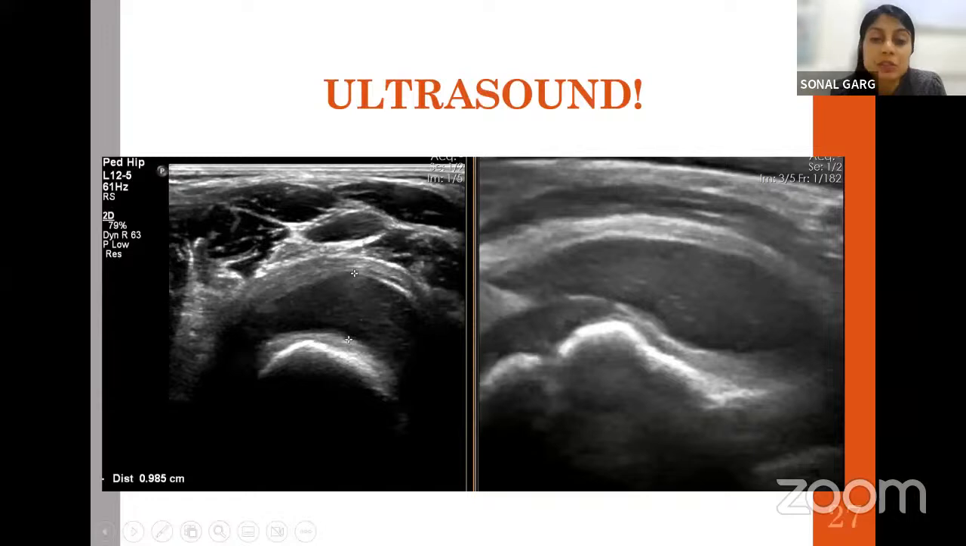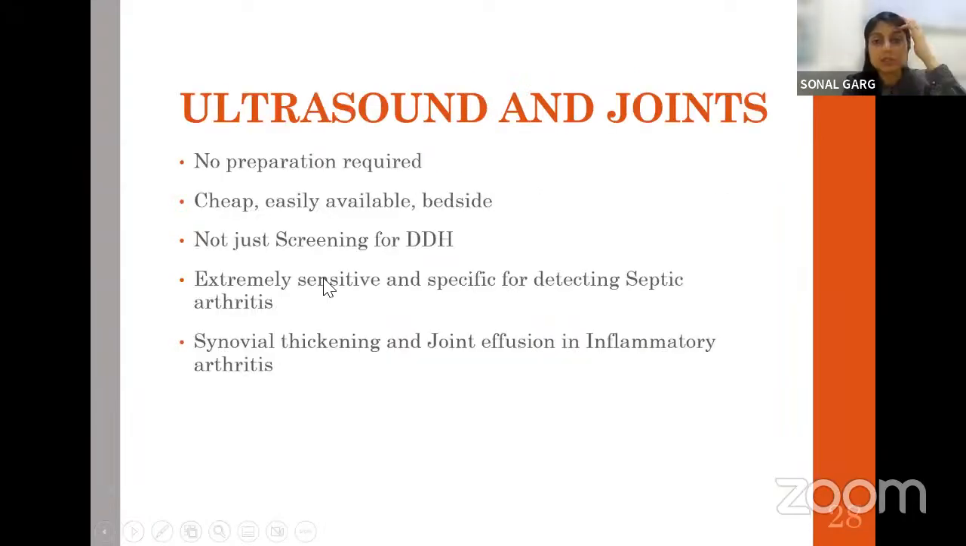And as we can see, you can see this well-defined collection within the joint space. You can see thickening of the synovium there. And you can see a lot of echogenic debris within the joint space. So that is suggestive of a collection. And this was a case of septic arthritis. So you have diagnosed septic arthritis by just doing X-ray and ultrasound.